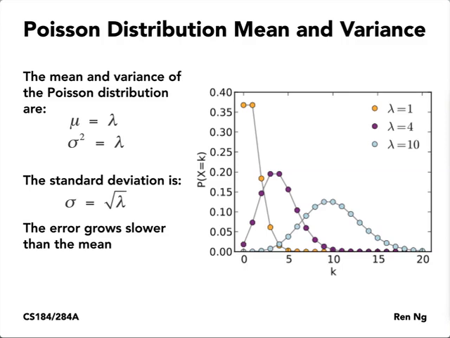So the error grows slower than the mean, which means that in an SNR sense, which remember again is the mean divided by the standard deviation, the SNR is going to get better and better in this case, the higher the number of photons that we expect to capture.